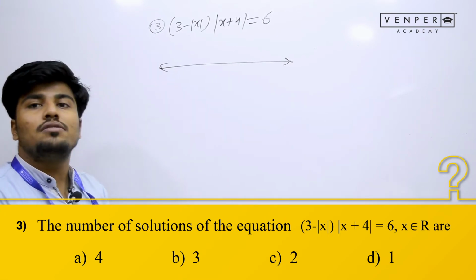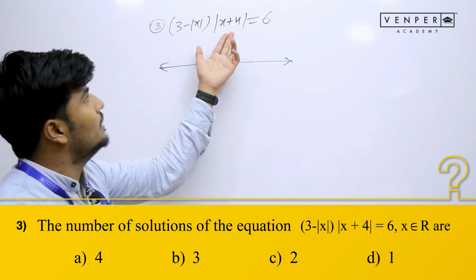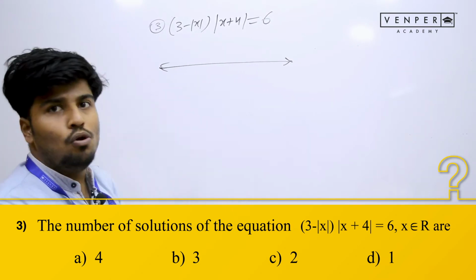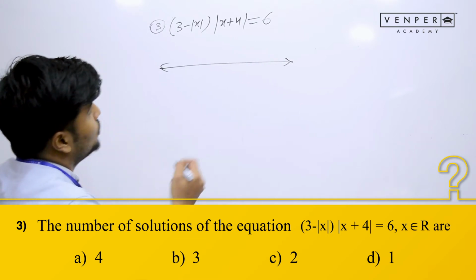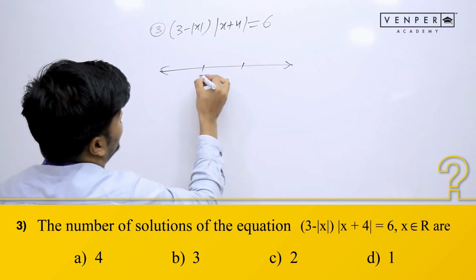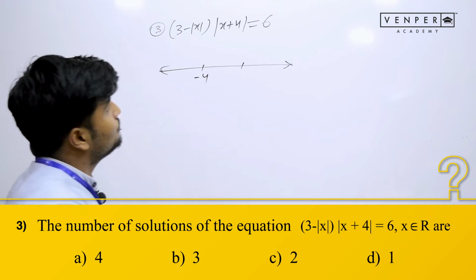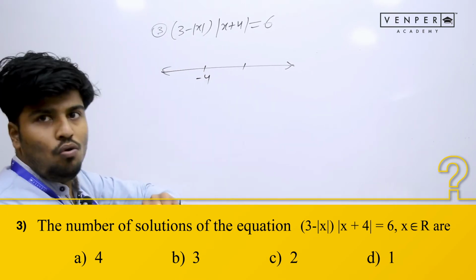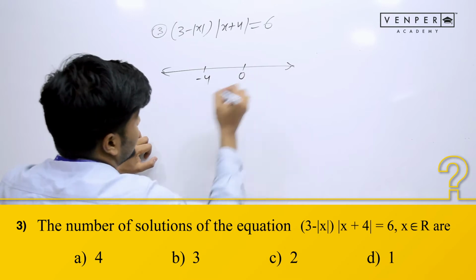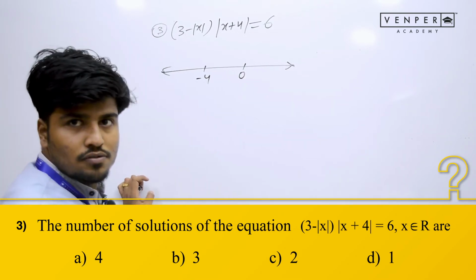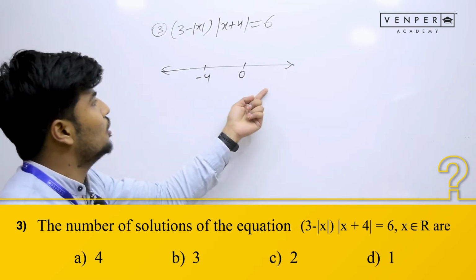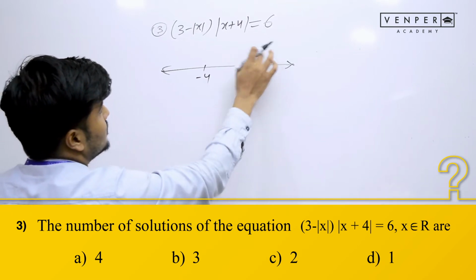Now what are critical points? The critical points are the points where this modulus becomes 0. At what value of x does this modulus become 0? Don't you think if I take x is equal to -4, this modulus will become 0? Obviously. And at what value of x does this modulus become 0? If I take x is equal to 0, this modulus becomes 0. So I have this number line, and I have to take care of it. I have 3 regions.